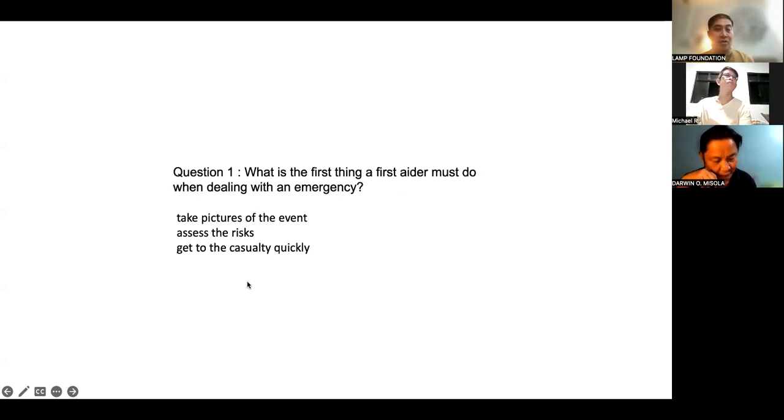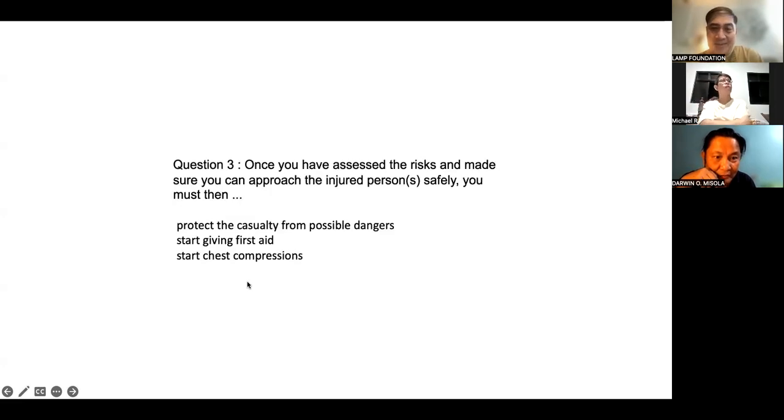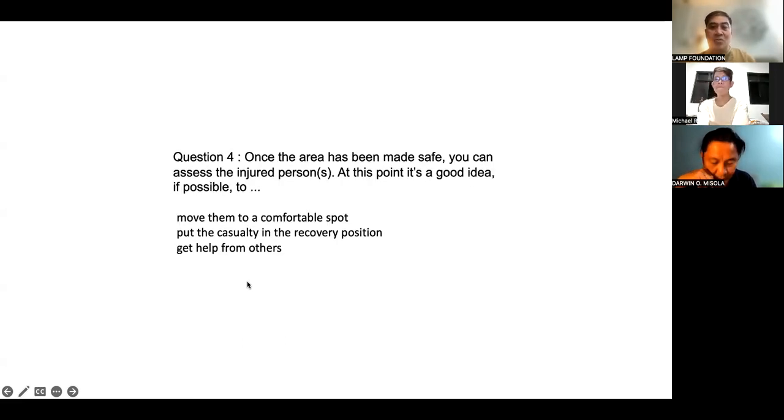What is the first thing a first aider must do when dealing with an emergency? Assess risk. Good. Why should you assess the risks first? To avoid becoming a casualty. Okay. Once you have assessed the risk and made sure you can approach the injured person safely, you must then protect casualty from possible danger. Once the area has been made safe, you can assess the injured person.